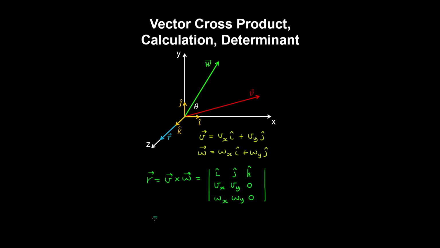So expanding out the determinant, we have each unit vector multiplied by the determinant of the minor matrix, which consists of the elements in the other columns. And then we have minus the vector j by the determinant of the minor matrix in the other columns. And then plus k by the determinant of the minor matrix in the other two columns.